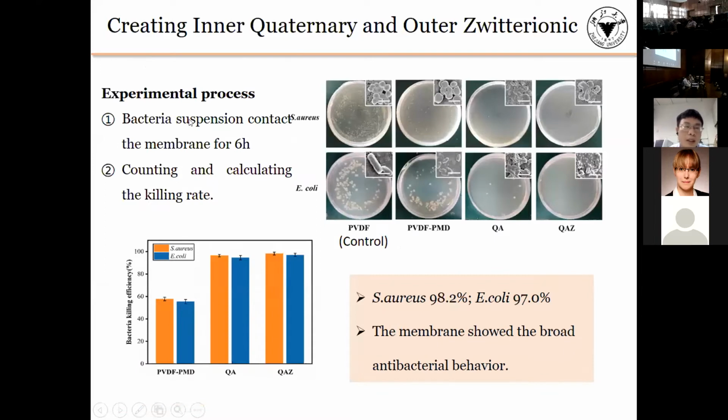Then we tested the membrane using some bacterial suspensions. One is S. aureus and another one is E. coli. We can find that all the surfaces on our membrane with the zwitterionic and the quaternary groups have a kill rate over 97%. That means that our membrane has a very broad antibacterial behavior.